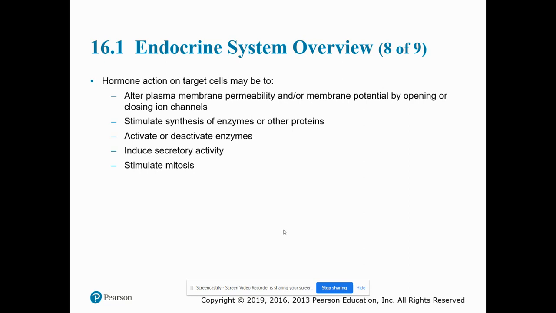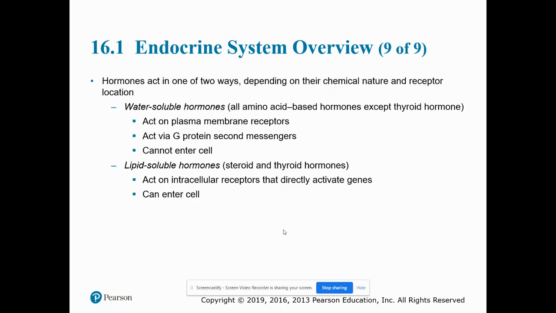Hormone action on target cells may be to do a number of things. Alter plasma membrane permeability and/or membrane potential by opening or closing ion channels, so it may open sodium channels. Stimulate synthesis of enzymes or other proteins. Activate or deactivate enzymes. Induce secretory activity. Or stimulate mitosis. And then hormones act in one of two ways depending upon their chemical nature and receptor location.